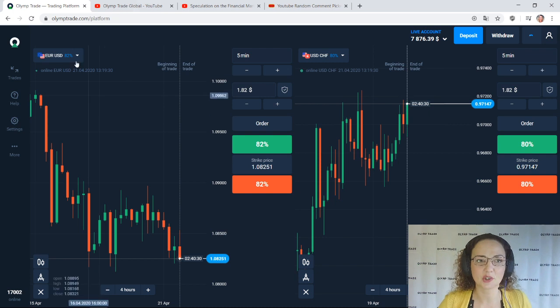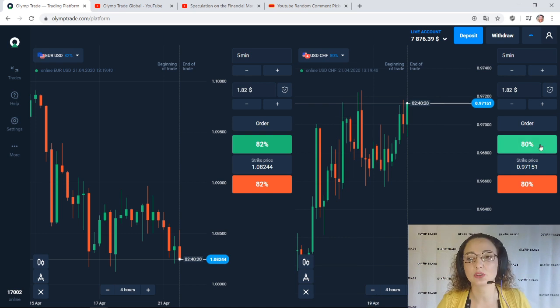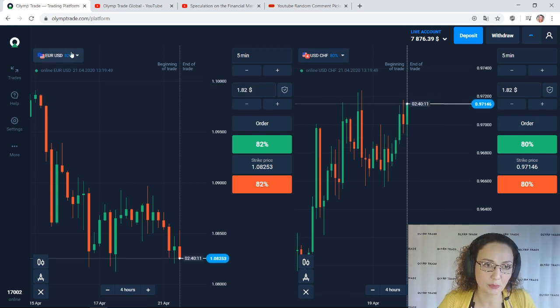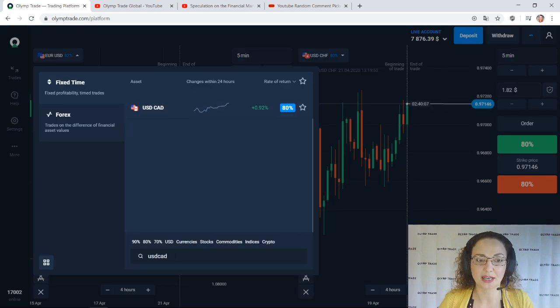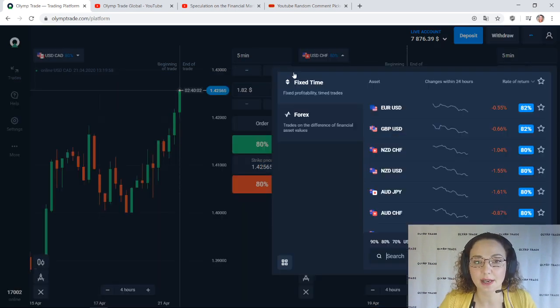So if I predict that Euro US dollar will fall, I would click on the red button, and likewise on the USD CHF, I can potentially enter my trade for a price increase. So anti-correlation. And another example is the USD CAD, the United States dollar and the Canadian dollar, with the Australian dollar and United States dollar, AUD USD.